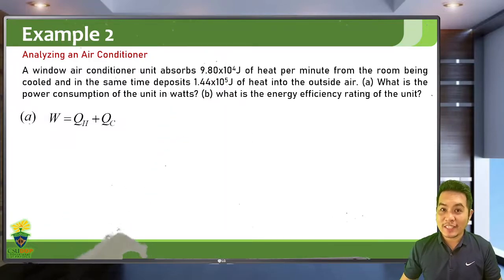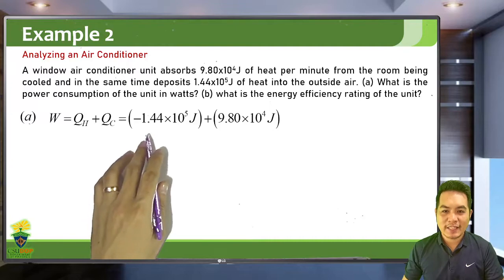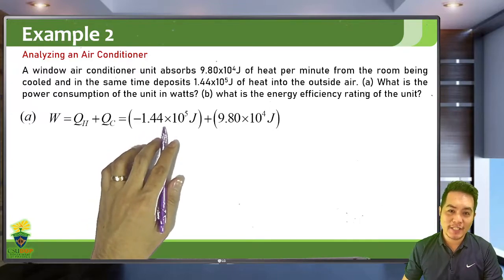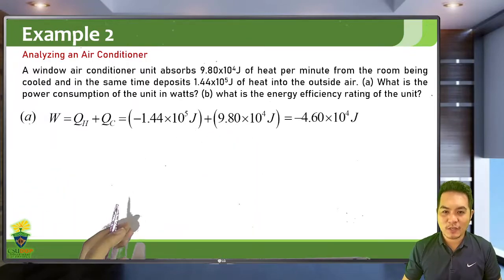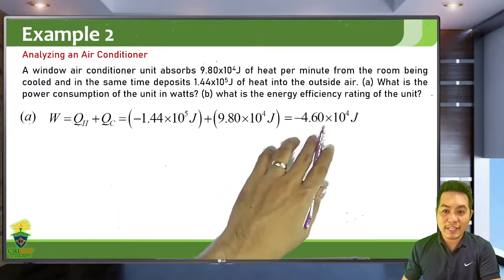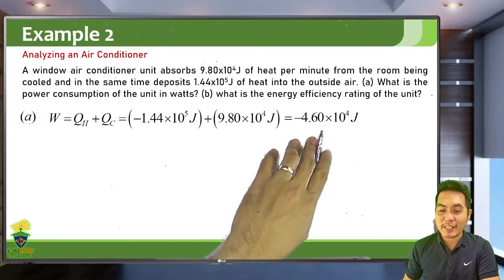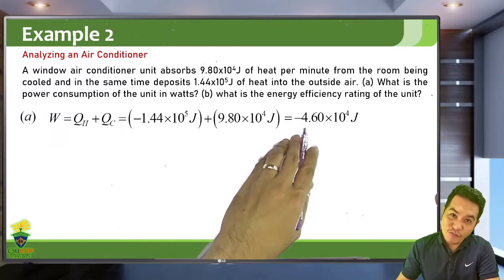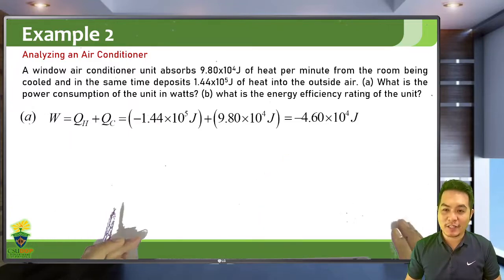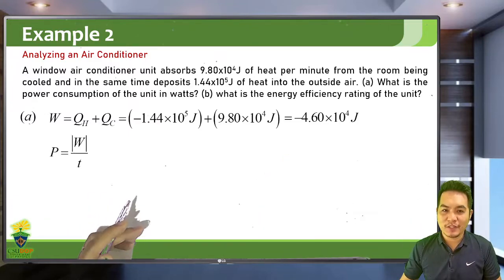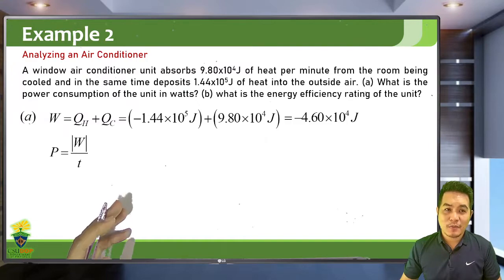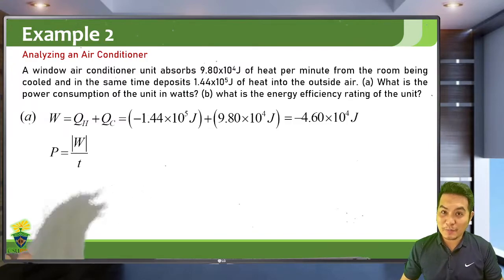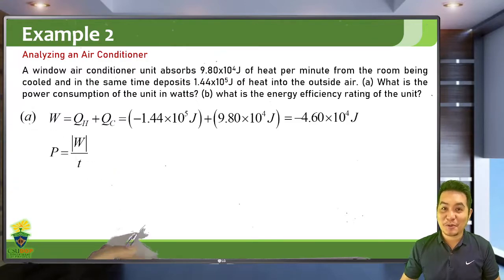So you need to incorporate the negative signs when you are calculating the values here. It should be negative 1.44 because that is QH, it's being released. And this is positive 9.80 because this is being absorbed. So you now can solve for the work done. The work done on the refrigerator is expected to be negative because this is work done on the refrigerator, not by the refrigerator. So when you're dealing with air conditioners and refrigerators, the work that you obtain must always be negative. If it's positive, then your solution is wrong.